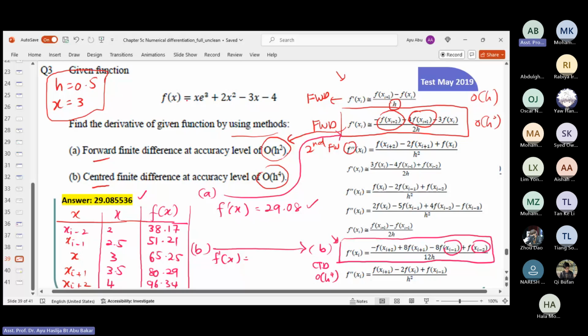And don't forget to find your true value so that you have a benchmark of the final value. Even though the question doesn't ask you to find the true error, actually the true value doesn't require for you to find. But I suggest you to find the true value so that you have one value to benchmark your answer.